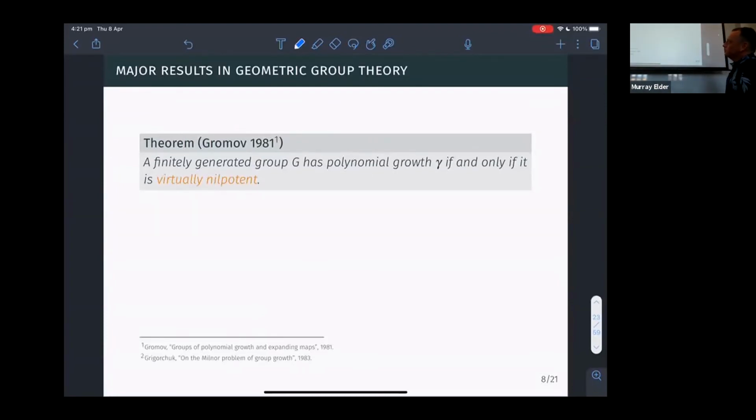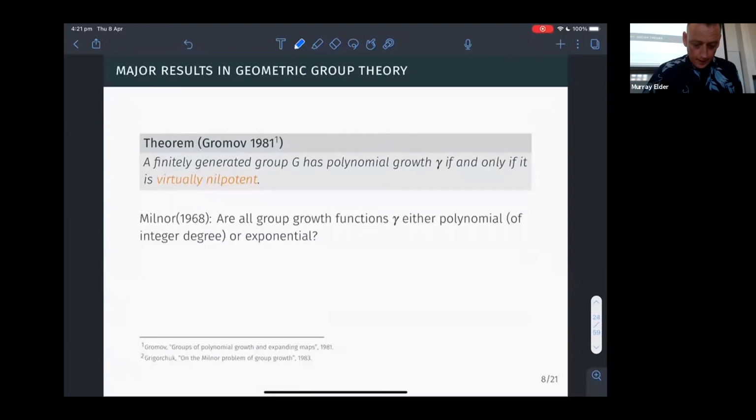So Gromov proved that a finitely generated group has polynomial usual growth, the little gamma, if and only if it's this algebraic characterization, virtually nilpotent. So I'll say what that means in a second. So something just totally about geometry is totally equivalent to having an algebraic structure like this. I'll come back in a minute and say precisely what virtually nilpotent means. But for now, you can just think it's some strict algebraic property.